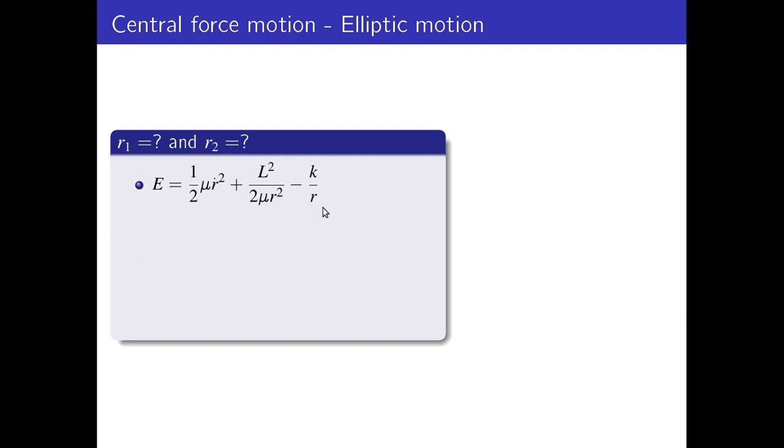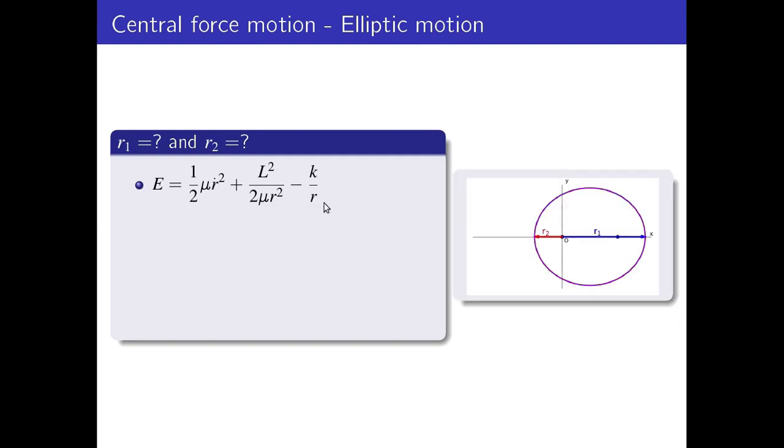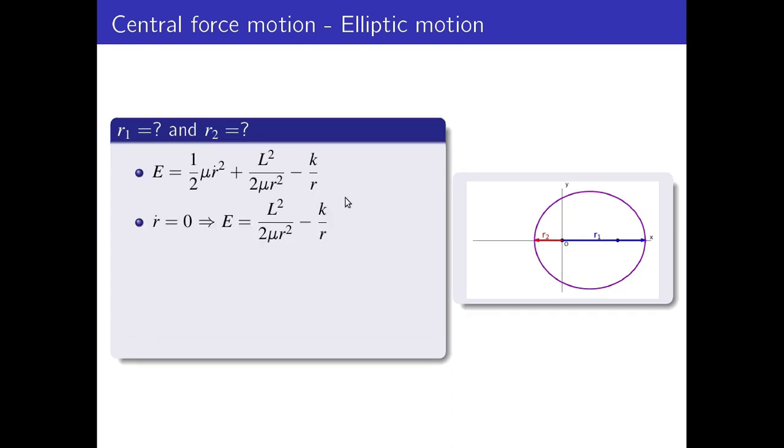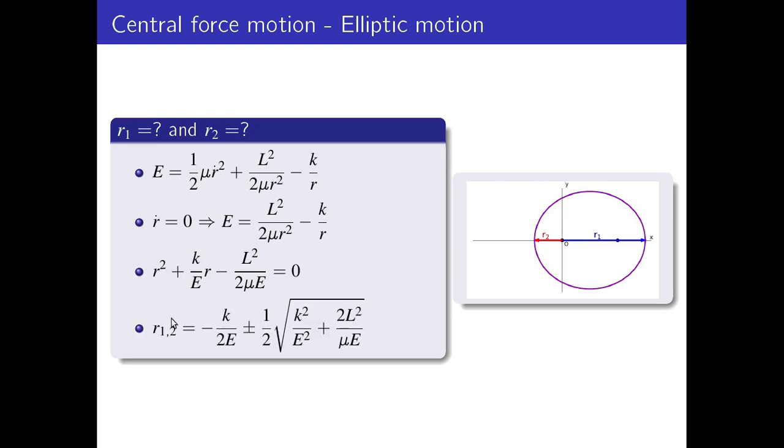We have already written energy in this form, and we have seen that at R1 and R2, R does not change, which means that R dot is equal to 0, and energy can be written in this form. Then we can rearrange this equation in this way. This is a quadratic equation in R, and its solution can be written in this way. We can use these solutions to obtain the relation between the central force motion and the elliptic orbit, and this relation can also be used for other conic sections.